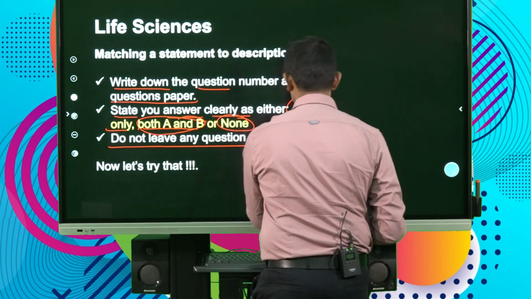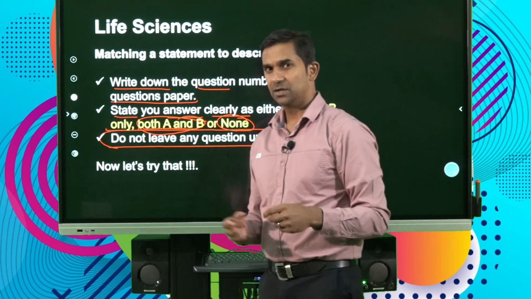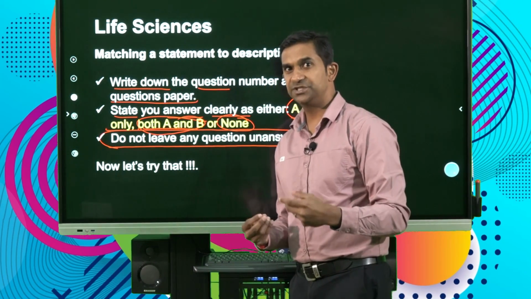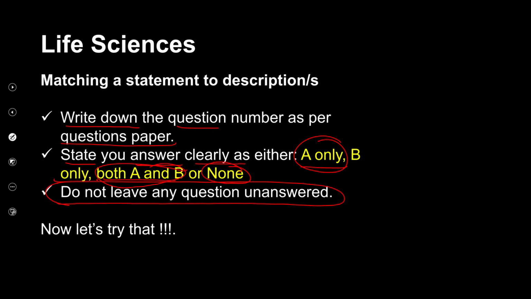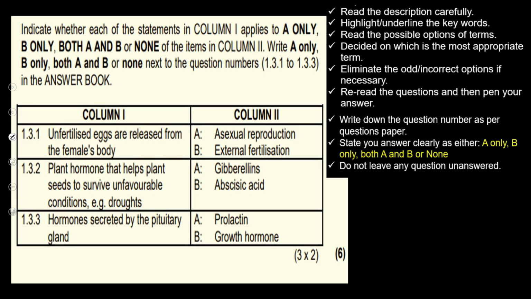Do not leave any question out unanswered. As I said, when you leave a question out, you're not given the opportunity for that to be marked. So attempt to put an answer down. So let's attempt that by looking at this question. The question again, the first is read the question and get a description of the question clearly. So here, indicate whether each of the statements in column 1 applies to A only, B only, both A and B, or none. And the items in column 2 are given. Write only, A only, B only, both A and B, or none, next to the question number as provided.